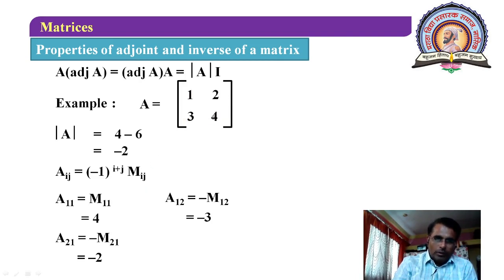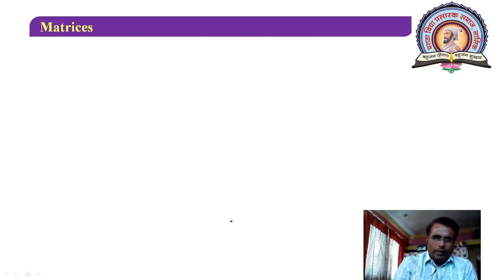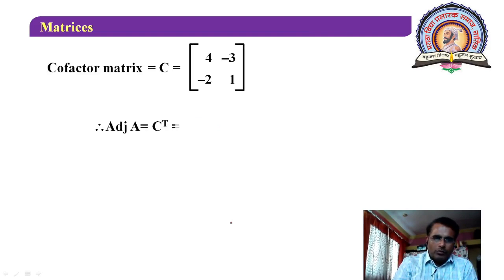And for this element you have to delete the last row and last column, so it is 1 with positive sign, it is not with negative sign, it is with positive sign, m22, it is 1 as it is. That clear? So once you consider this, then it is clear that these are your cofactors. Once you consider the cofactor matrix, then it is 4, minus 3, minus 2, 1.